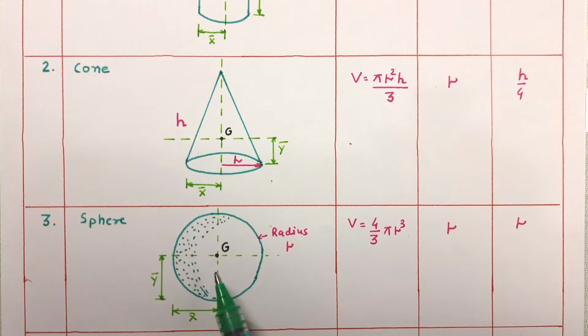X bar distance in figure, it is very clear that it is equal to radius r. Same way, y bar distance is also equal to radius r. So for sphere, volume that is equal to 4 by 3 pi r cube, and x bar and y bar distance will be equal to r.